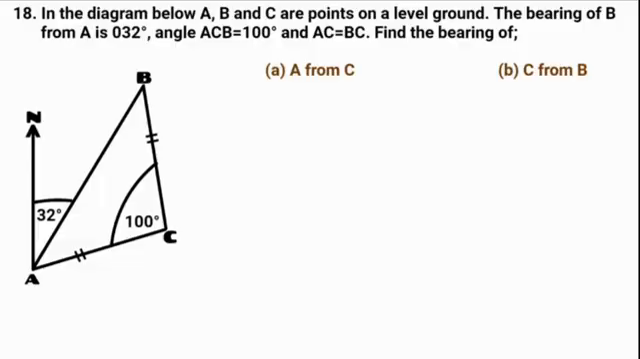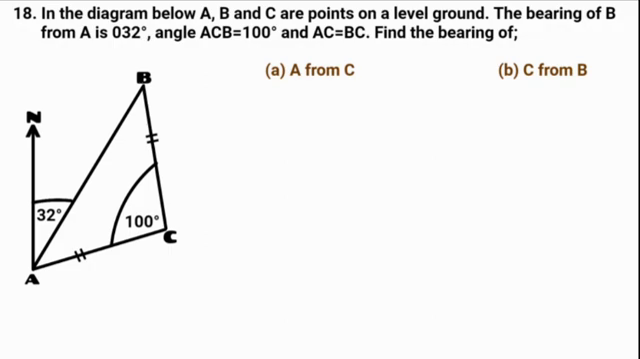Okay, so question 18 was as follows. In the diagram below, A, B, and C are points on a level ground. The bearing of B from A is 032 degrees. Angle ACB is equal to 100 degrees, and AC is equal to BC. Find the bearing of A from C and of C from B. Okay, so those are the bearings we need to find.